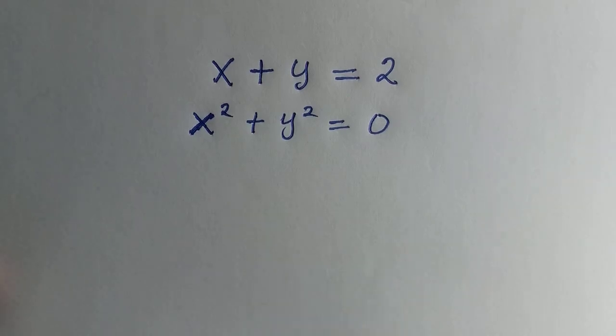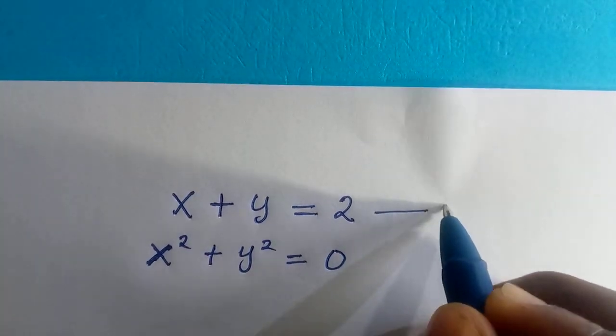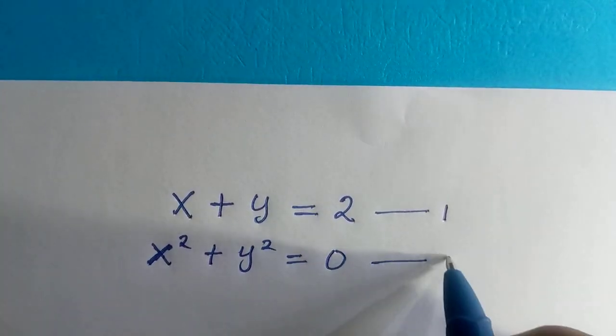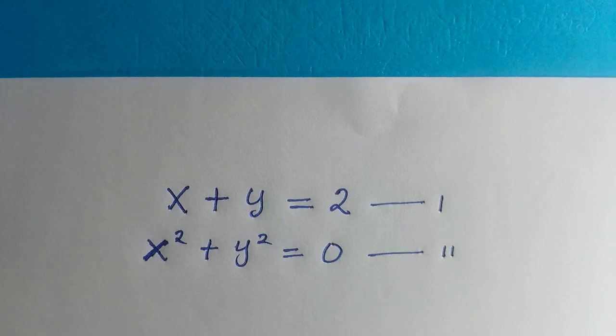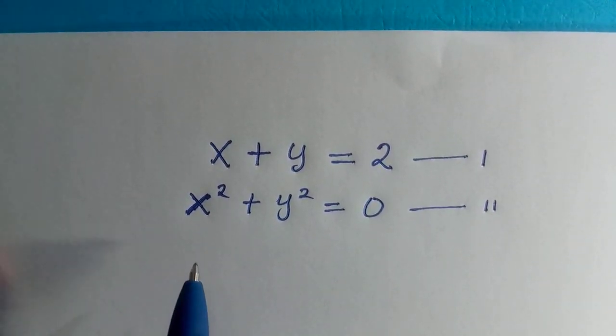How to solve this system of equations where we have x plus y equals 2 and x squared plus y squared equals 0. So to solve this, we're going to name this as equation 1 and we name this as equation 2. So after the naming, then what to do is we are going to consider from this equation 2.